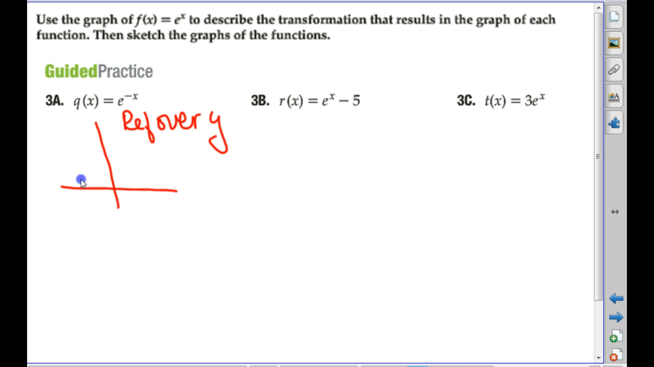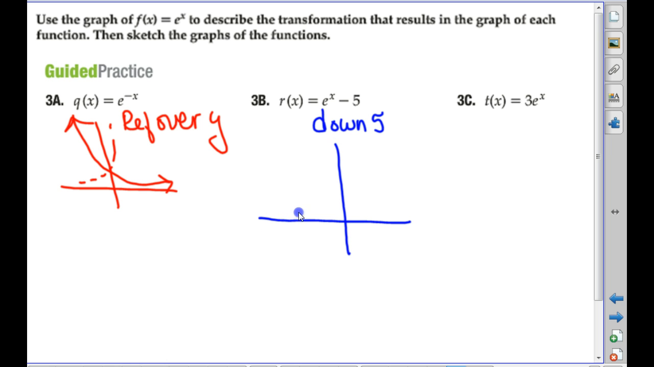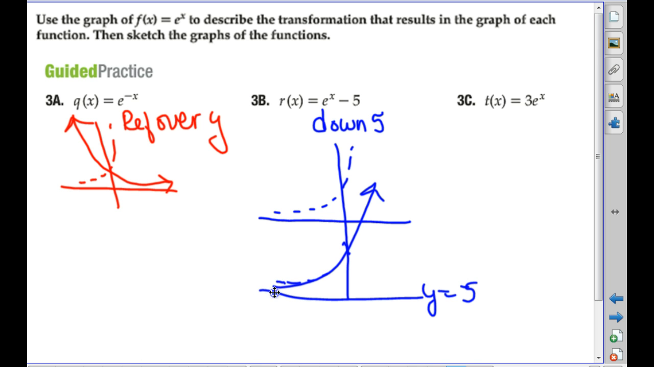So instead of doing this, it's doing this. What does this one do? This one is down 5 because it's not on the x, it's on the whole thing. So the original e to the x was doing this. This one is going to be down here. Okay, where the asymptote would be at y equals -5.